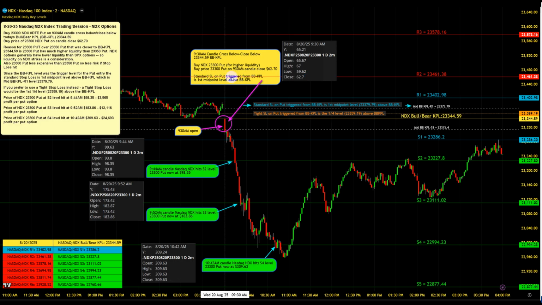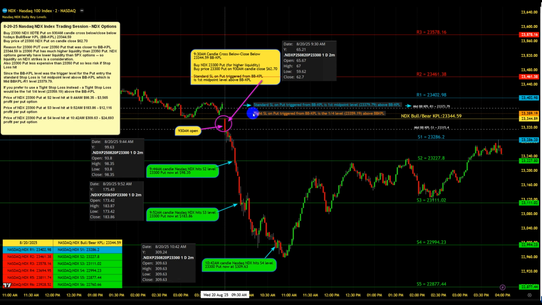The standard stop loss on a put triggered from the bull bear key price level is the first midpoint level above the bull bear key price level, which we've abbreviated as BBKPL. So that level is the first midpoint level, which is here, mid BBKPL R1, 23,373.79. So if NASDAQ NDX had reversed and gone up and touched this level, you would be stopped out of this trade.